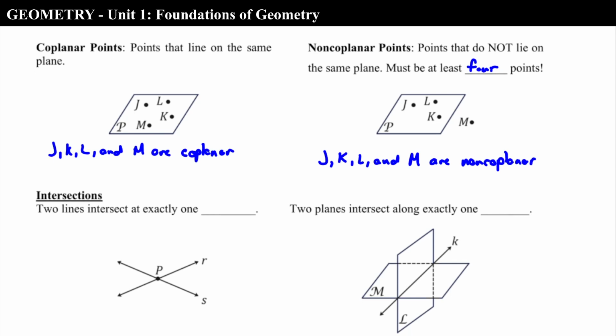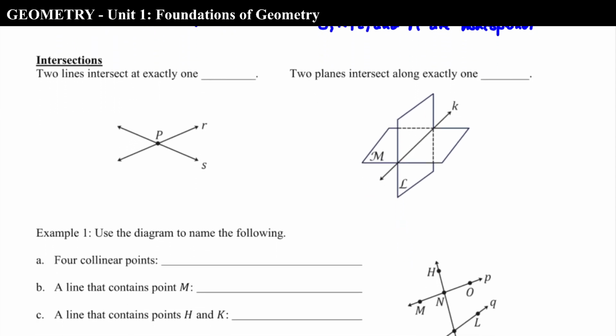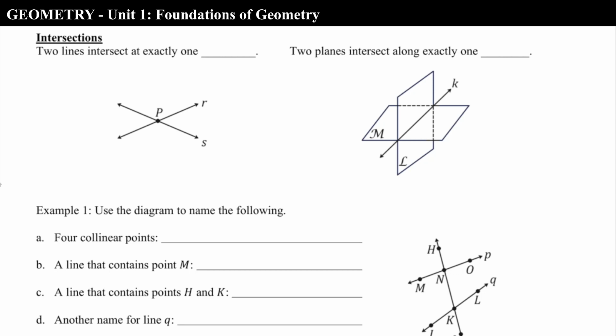All right, intersections. Two lines intersect at exactly one point. So here, point P is the intersection of lines R and S. Two planes intersect along exactly one line. So planes M and L intersect at line K.